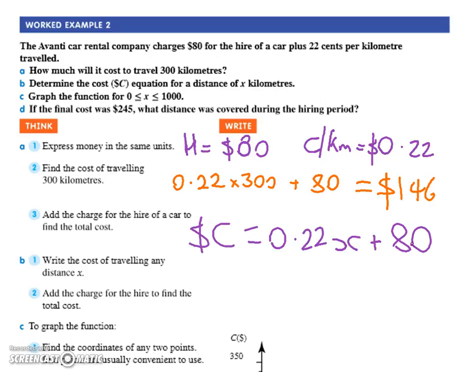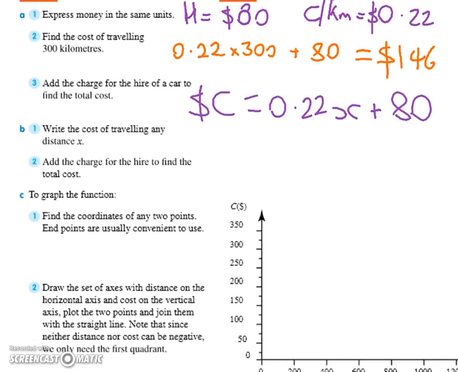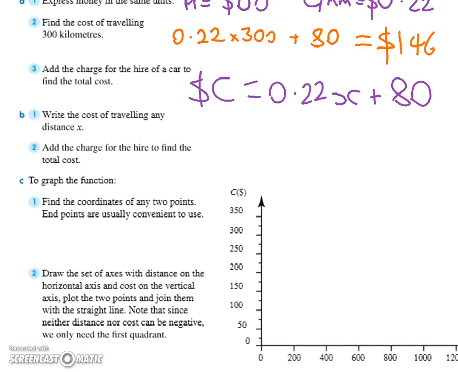Yeah. So the 0.22 is how much per kilometre. X is the amount of kilometres. And then we've got 80, which is the hiring charge. That's it. That's done. So that's part B, done. 0.22 times X plus 80. Okay. Next thing we have to do is we need to graph it between 0 and 1,000. So how are we going to do that?